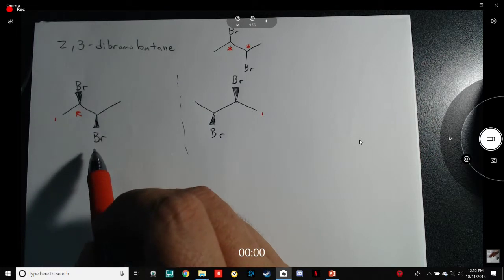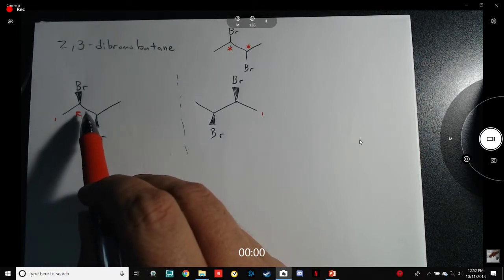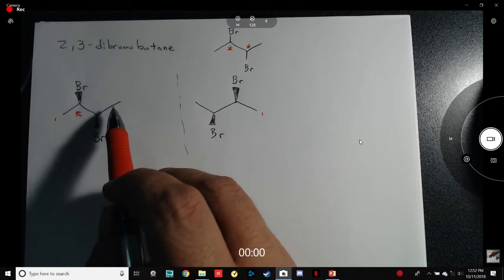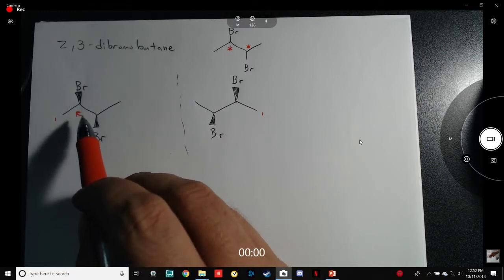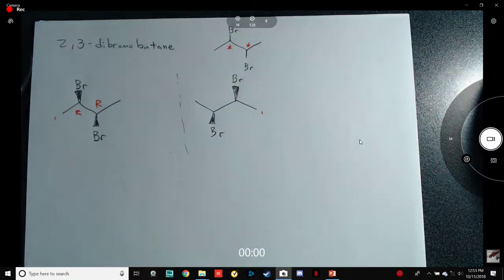This one here is the same kind of thing. Bromine is priority 1. Towards the rest of the chain is priority 2, and then that's priority 3. So this is going clockwise as well. So this is RR. Okay.